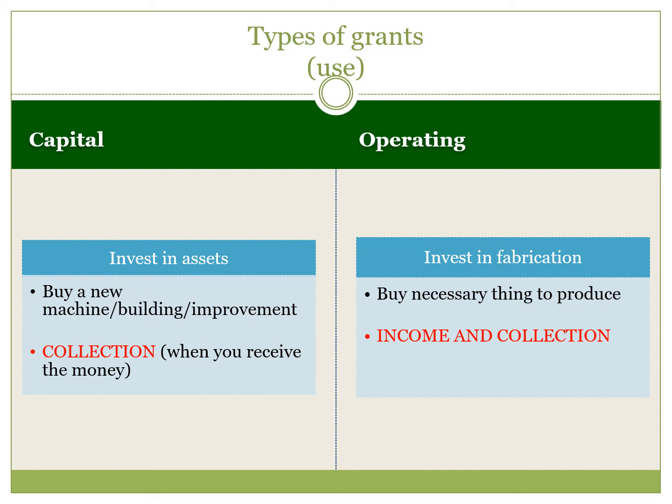Then you have the operating grants. Operating grants are money that you have to invest in fabrication, in the productive department, okay? So you have to buy necessary things to produce. And these kinds of grants are incomes and collections. So you put them there in your chart.